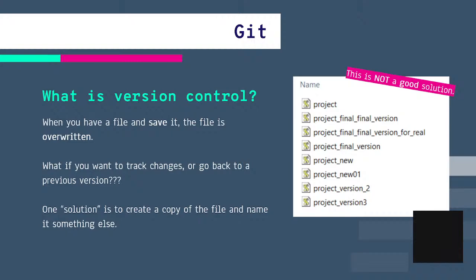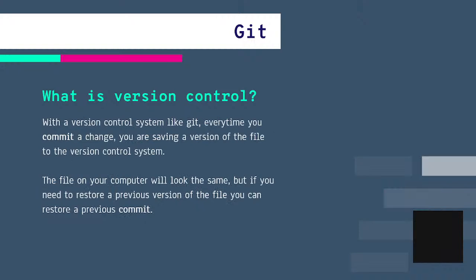So this would be a solution, including with writing code, is that as you need to, you just keep saving files and marking them which version it is. That's not a very good solution, especially when there are multiple people working on the same coding project. And so in walks Git. Git is a good solution for this problem.